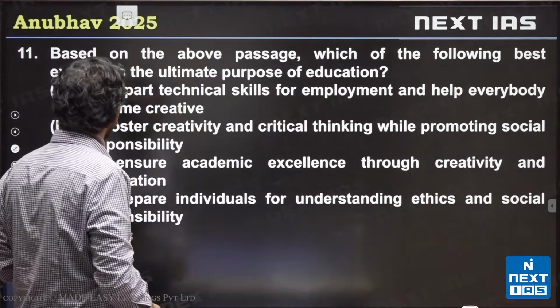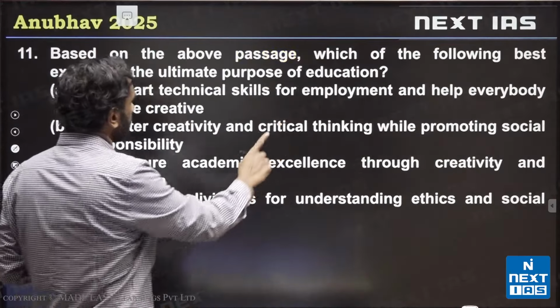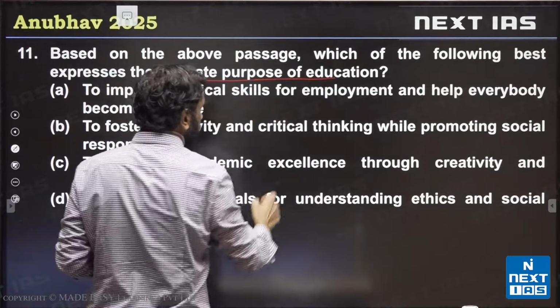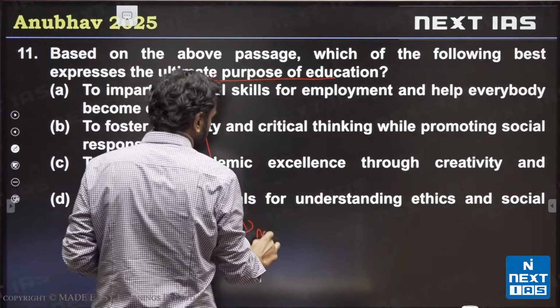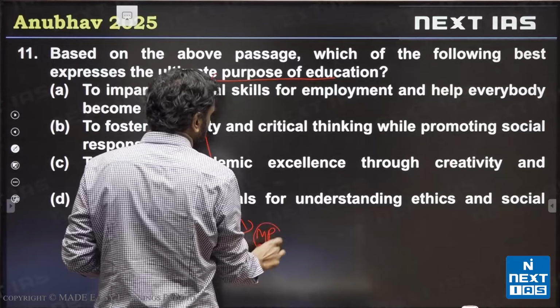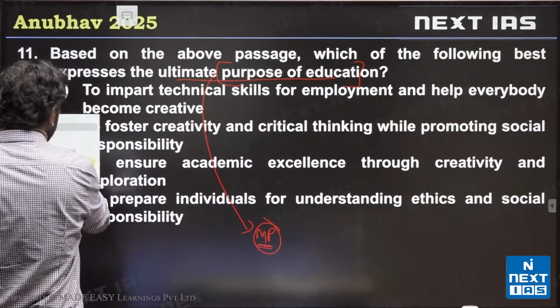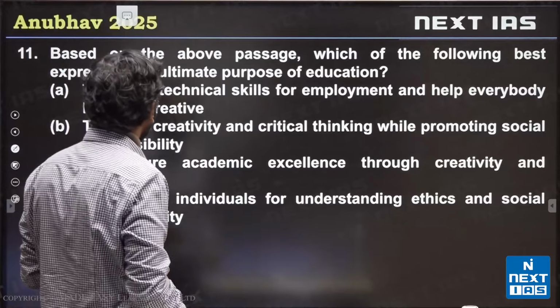We have passage 1. Passage 1 has one question which is asking us best expresses the ultimate purpose of education. This is a main point question. Best expresses ultimate purpose of education. Actually it is the passage's main point. That is why this question becomes a main point question.